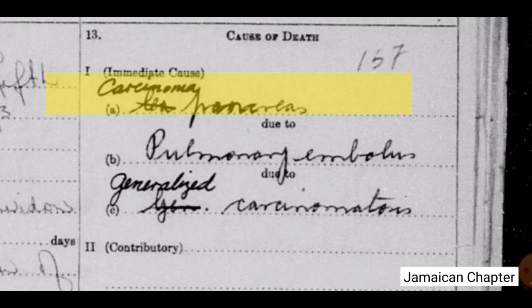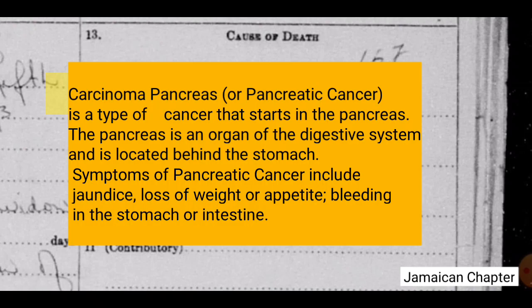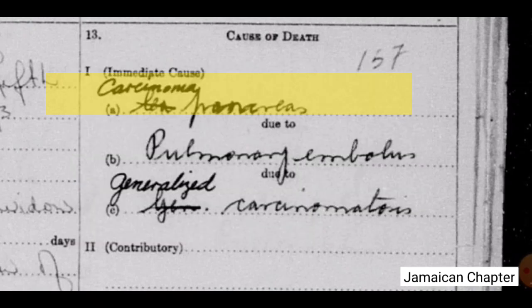Carcinoma pancreas. What is carcinoma pancreas? Carcinoma pancreas, or pancreatic cancer, is a type of cancer that starts in the pancreas. The pancreas is an organ of the digestive system and is located behind the stomach. Symptoms of pancreatic cancer include jaundice, loss of weight or appetite, bleeding in the stomach, or bleeding in the intestine. Wow.